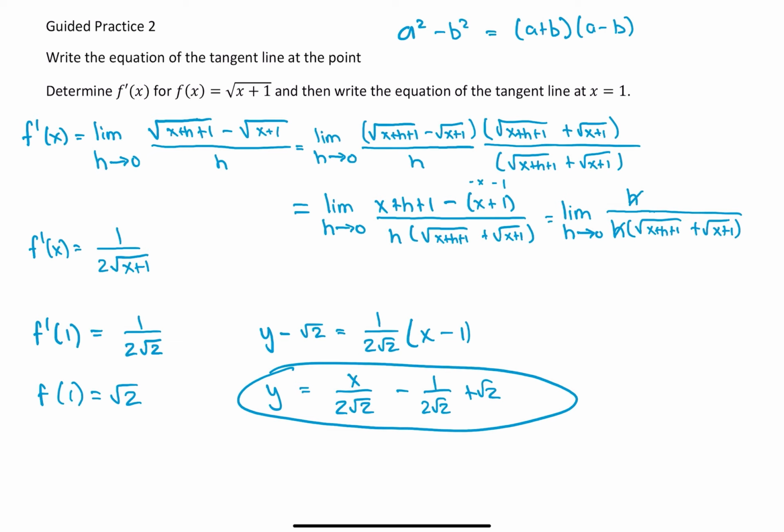All right, so that concludes our video on limit definition of the derivative. First part of the video, we covered how to find the slope of the tangent line at a specific point. The last two examples, we covered finding the derivative function or the slope function for a function in general.